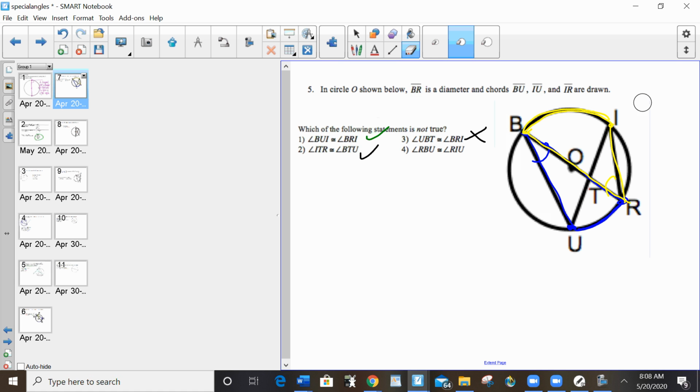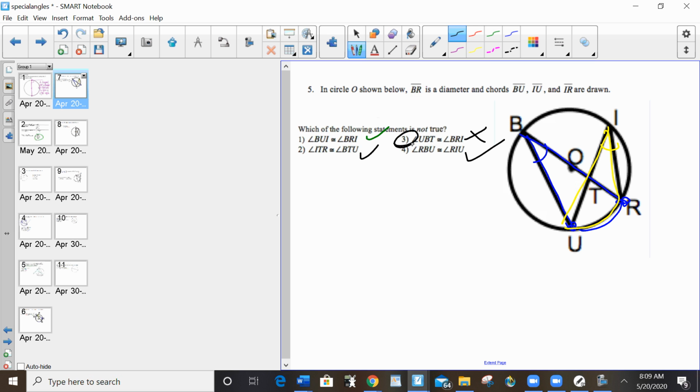And let's just go to choice 4. RBU intercepts RU. RIU intercepts RU. They both intercept the same arc. That makes them congruent, which is not true. Choice 3.